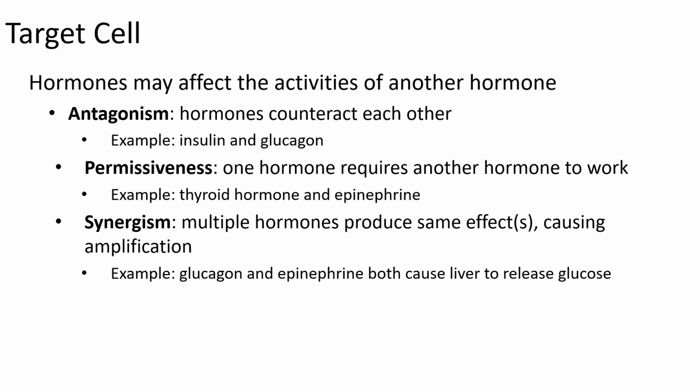We have synergism, where two or more hormones act together to produce a combined effect that's greater than the sum of their separate effects. We see this with glucagon and epinephrine. They both can stimulate the release of glucose from the liver, providing a rapid increase in blood sugar during stress.